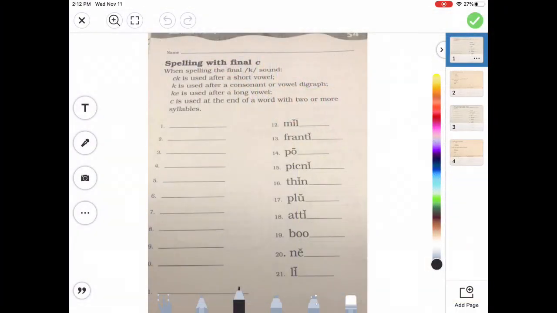All right, guys, we are going to really quickly just kind of go over our activity sheet. Now, remember, today was a little bit different because we learned about that final K sound when we use a C. Okay, so this is kind of neat. They actually gave us all the rules on one page. We know we use CK if it's after a short vowel, okay? We use K if it's after a consonant or a vowel digraph. We use KE after a long vowel, and we use the C if it's at the end of a word with two or more syllables. Remember, like plastic, manic, it has to have at least 2 syllables. So I'm going to say a sound, and you're going to tell me how you could spell that sound. Are you ready?